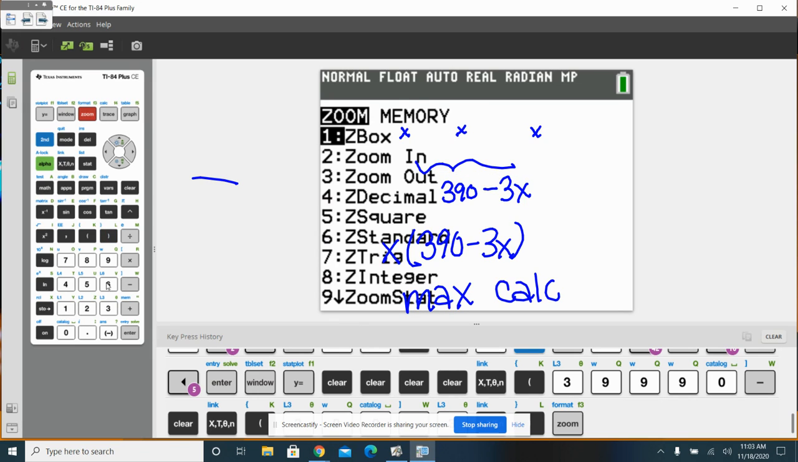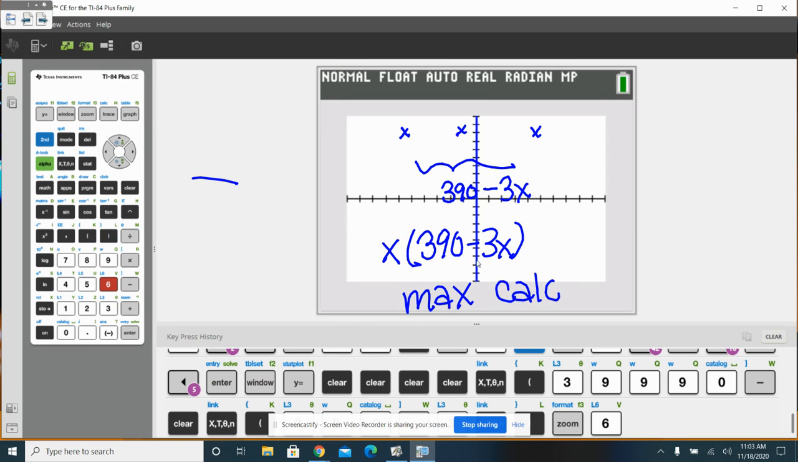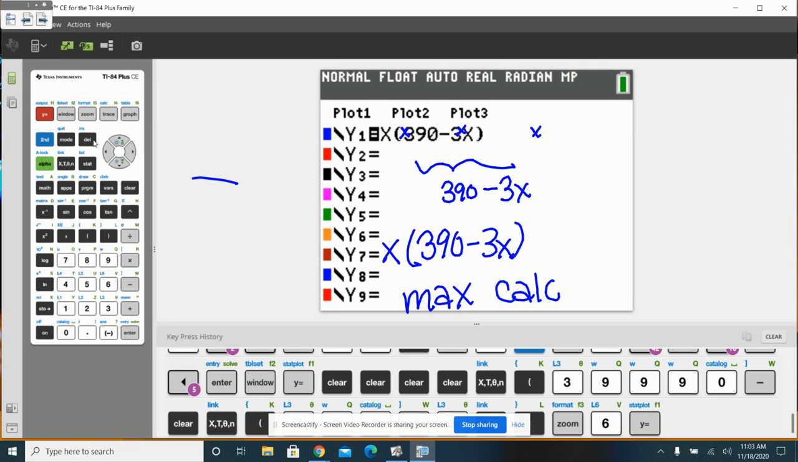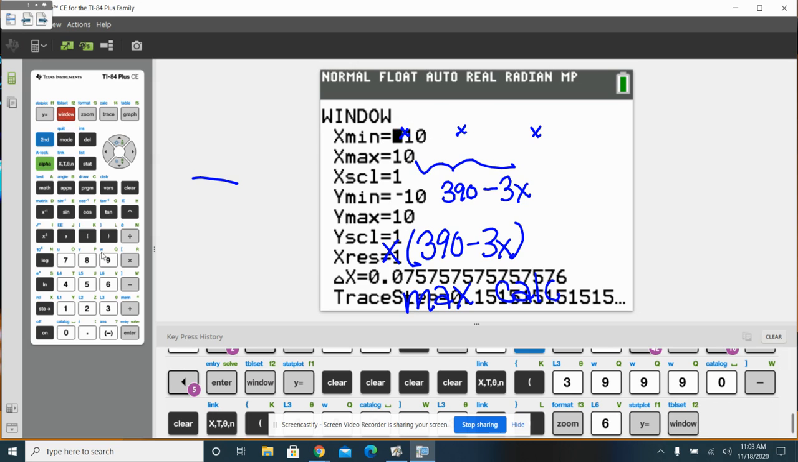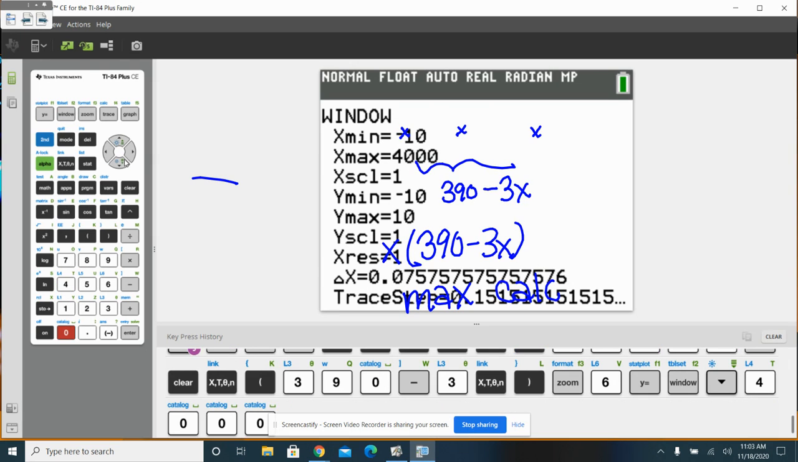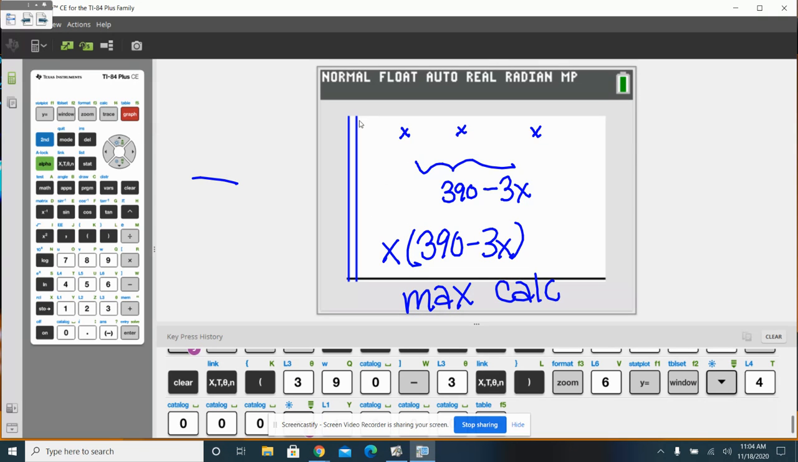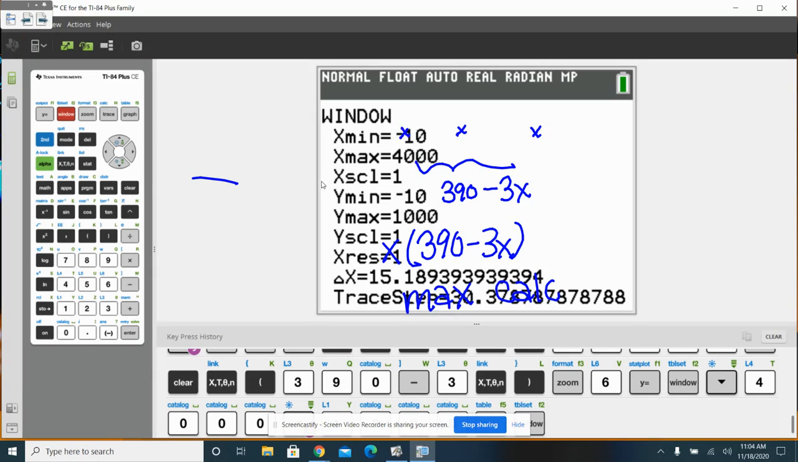Okay, if you do zoom 6, you're not going to be able to see it. Remember, we're talking kind of up to 390, so let's go ahead and change my window. Let's go over to 400. And let's go up for area. Let's go up to 1,000. See if that helps. Oh, that was bad. All right, so I was way off there. So let's change my window back. Oh, I put the 4,000. I meant to say 400.